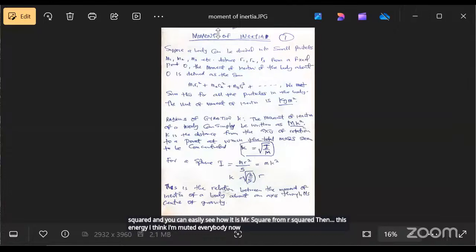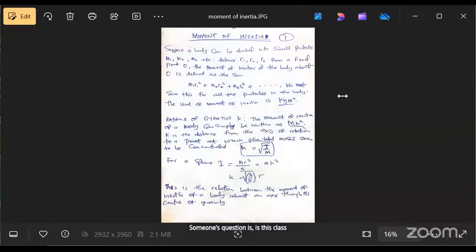So my own question is, is this class also for pre-medicals? If pre-medicals are doing physics 101, this class is for you. I don't know what physics you are doing, but if physics 101 is in the course that you have registered, this is physics 101.